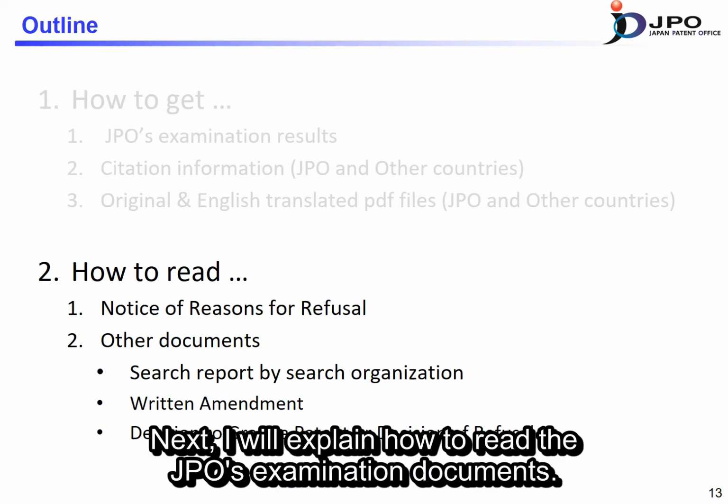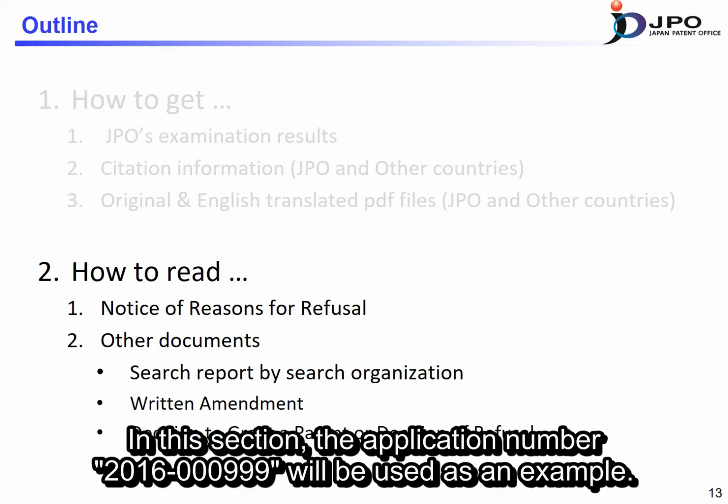Next, I will explain how to read the JPO's examination documents. In this section, the application number 2016-000-999 will be used as an example.